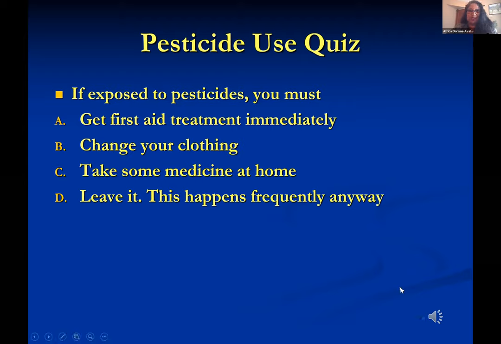Dermal exposure happens when your skin is exposed to pesticides, and this can cause irritation or burns. In more serious cases, your skin can absorb the pesticide into the body, causing other health effects. Some pesticides evaporate more easily than others, so they are more likely to be inhaled. Remember that dermal exposure is the number one reported exposure.